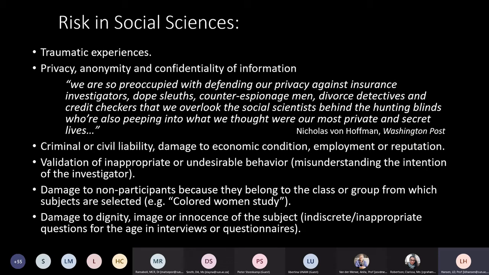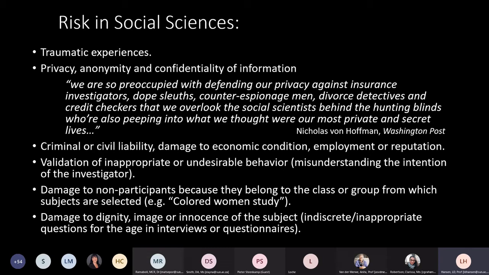Because, as I quote here, the former Washington Post columnist Nicholas von Hoffman said that we are so preoccupied with defending our privacy against insurance investigators, dope sleuths, counter-espionage men, divorce detectives, and credit checkers that we overlook the social scientists behind the hunting blinds who are also peeping into what we thought were our most private and secret lives.